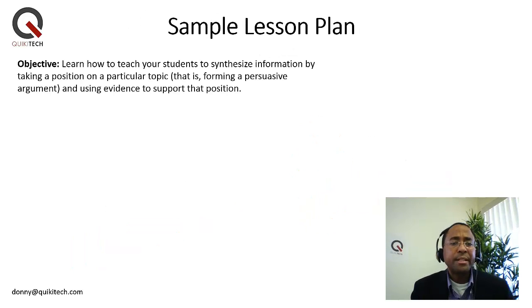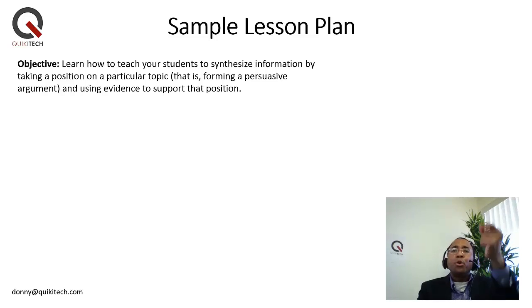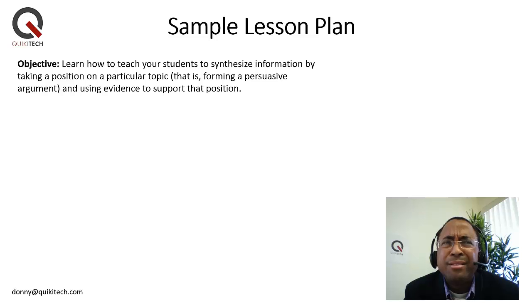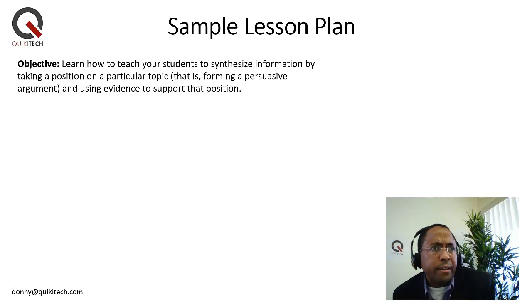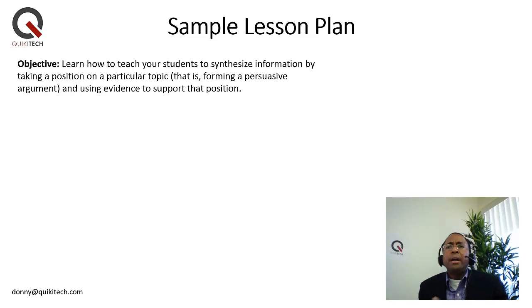Basically, the objective of this lesson is to learn how to teach your students to synthesize information by taking a position on a particular topic. That is, forming a persuasive argument and using evidence to support that position. Okay, if you're a math teacher, you may be thinking, well, this is just English literacy stuff. You know, maybe reading about politics and taking a side or stance on air quality, say, or should we use the budget with regard to this aspect of education or healthcare, etc.